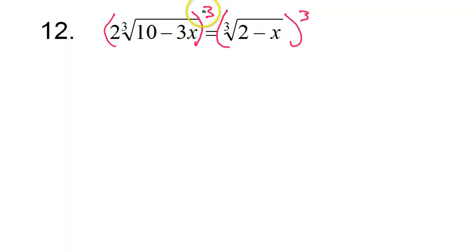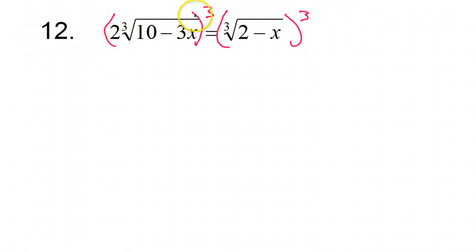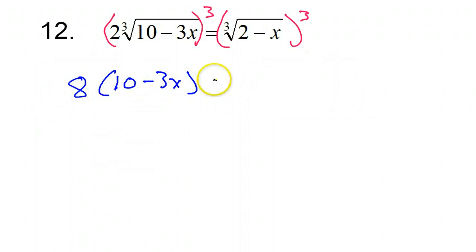Okay, so 2 to the third power is 8. So that's really the key to this whole thing, is understanding we're going to do 2 to the third power and get 8. Now, use parentheses. When you do the third power to this cube root, the radical gets canceled out. So you have 10 minus 3x. But keep it in parentheses so you know what to do with the 8. Over here the radical goes away, so you have 2 minus x.